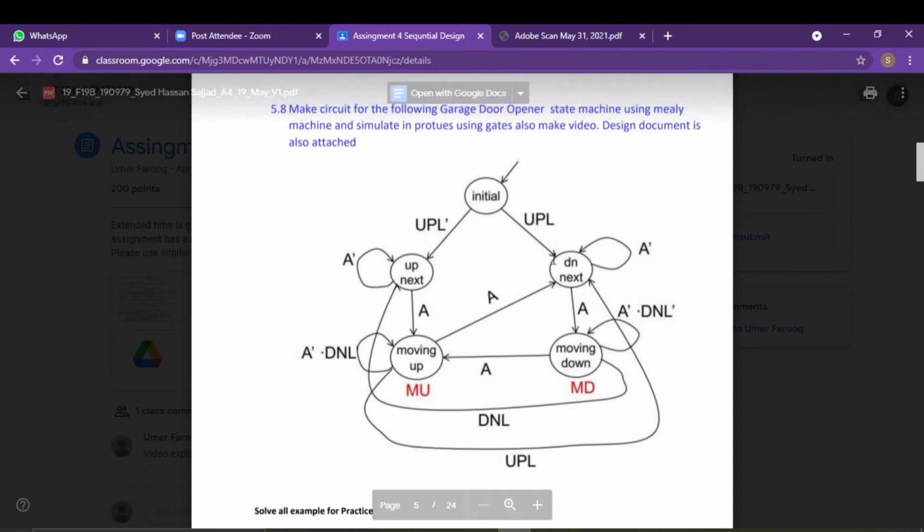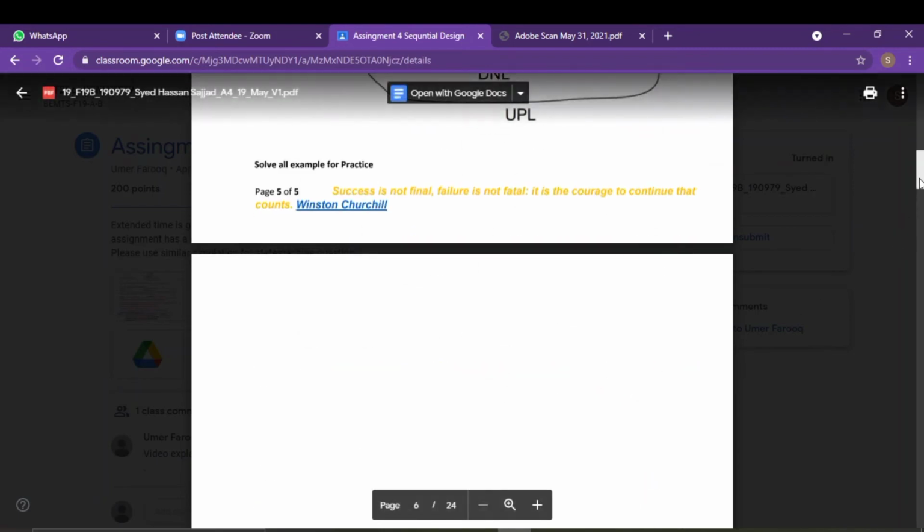So this is the state table that is given. From this state diagram, we will make a state table like that.